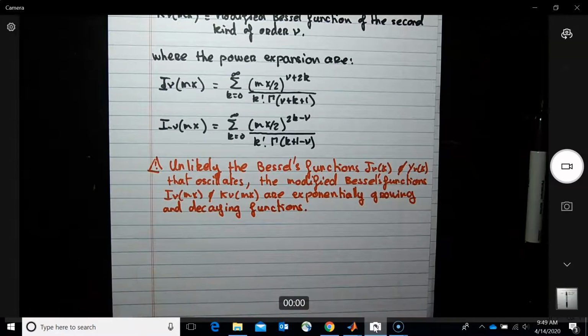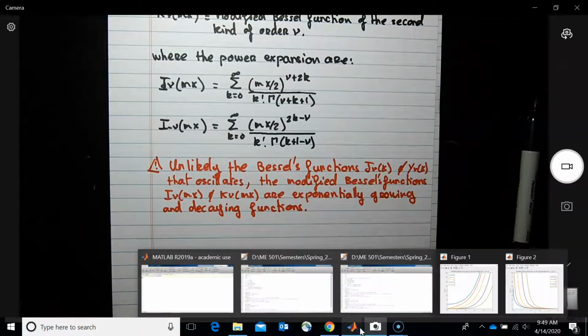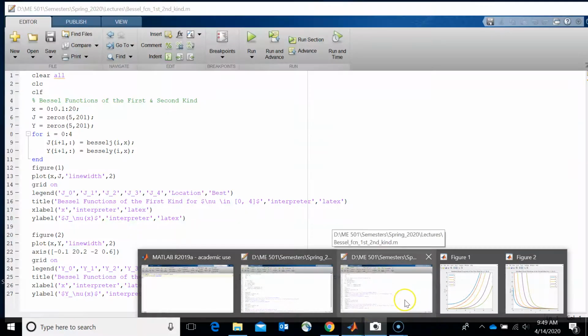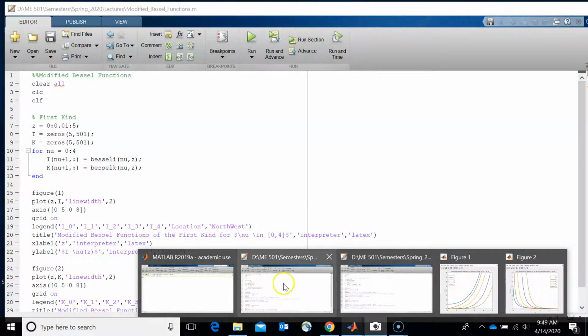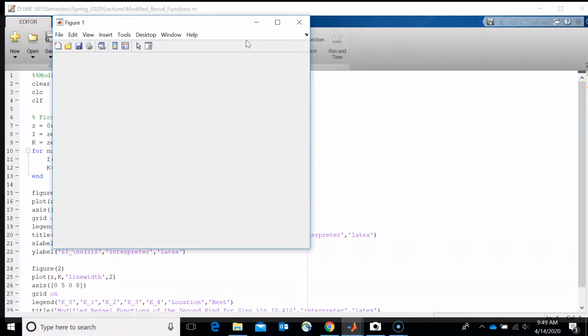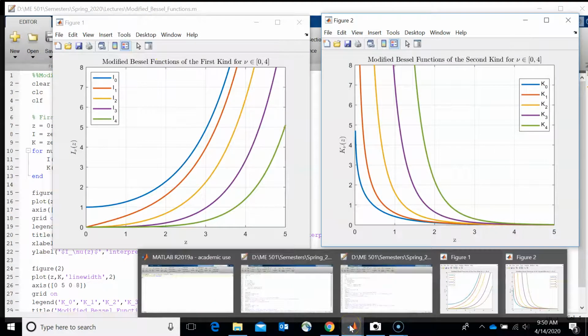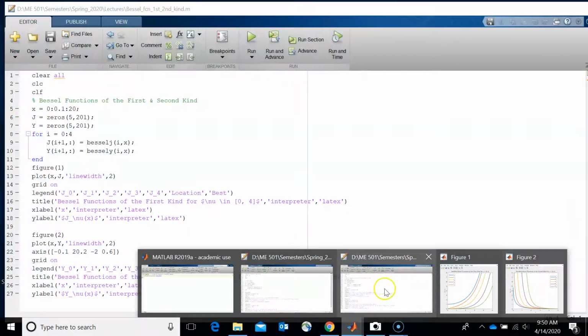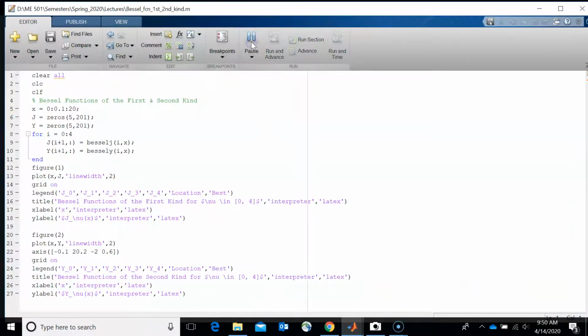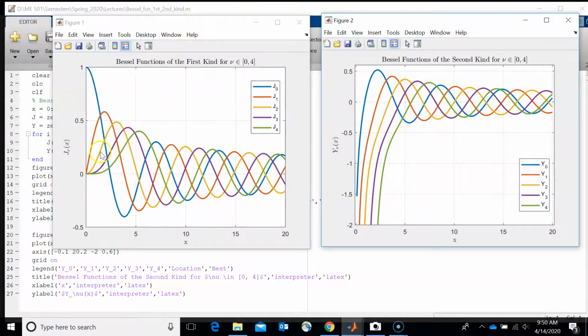Okay, so again, I will put those figures in the notes, but basically what does that mean? If we go back to this figure here, if you have problems where the response will be oscillatory, then in order to find the solution, you will use the Bessel function of J. You will use the oscillatory one, the one of J, first kind or second kind, depending on the problem.